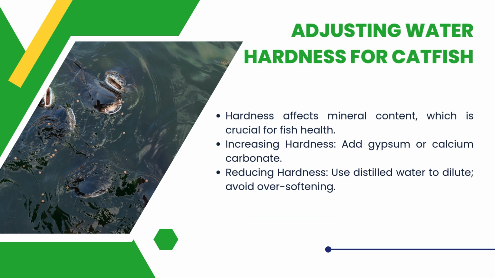Hardness is another thing that affects fish health. If you need to increase hardness, add calcium carbonate. You will always find this in stores that sell fish farming products. If you want to reduce the hardness, add distilled water to dilute it. Avoid over softening the water. There is a thing called over soft water.